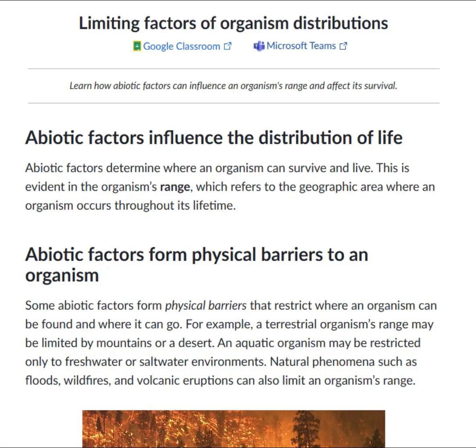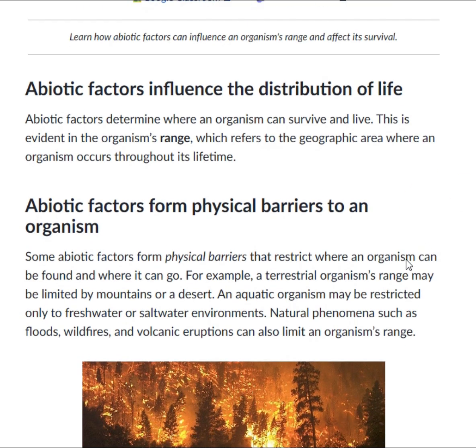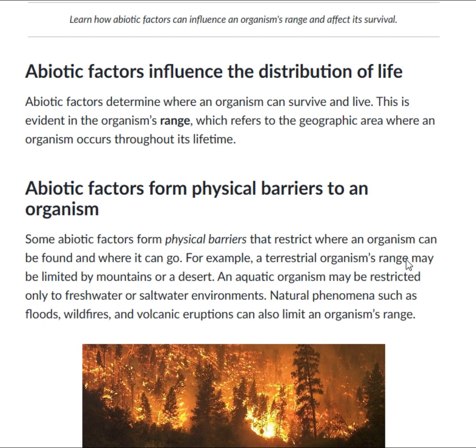Dairy Bites. Today we'll be talking about limiting factors of organism distributions. Abiotic factors influence the distribution of life. Abiotic factors determine where organisms can survive and live.